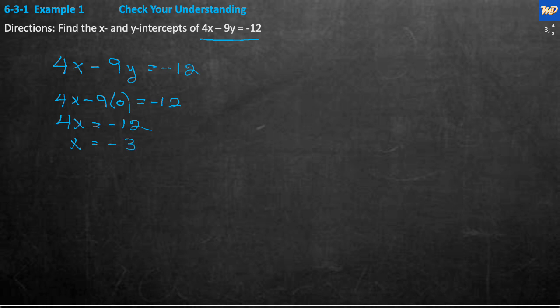So now you found the x-intercept. The x-intercept is negative 3. Now let's do the y-intercept. Again, 4x minus 9y equals negative 12. We're going to substitute 0 for x. 4 times 0 minus 9y is equal to negative 12.